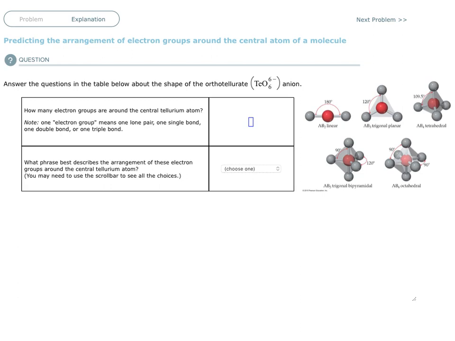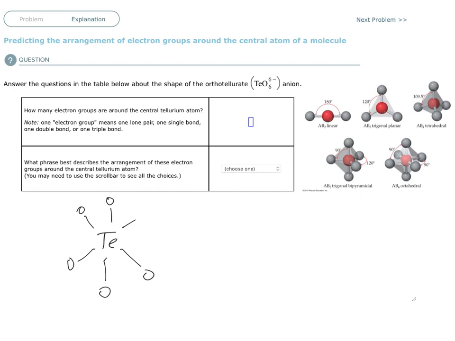I'm just going to put tellurium in the middle, and I'm going to do a quick Lewis dot structure. So tellurium is in group 6, so it has 6. Oxygen is in group 6, so it has 6. Okay, so this is 7 times 6. Okay, that's 42, and this has a -6 charge. So 42 plus 6 is 48. So how many pairs is that? That's 24 pairs. All right, so if there's 24 pairs, there's 1, 2, 3, 4, 5, 6.